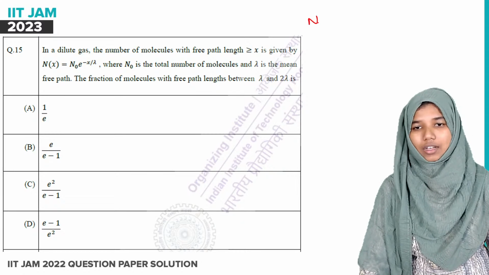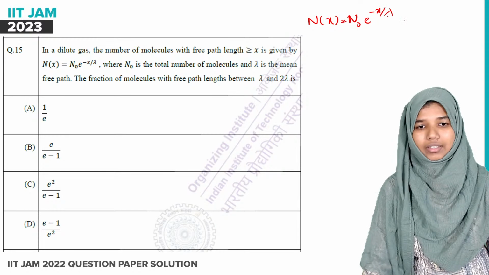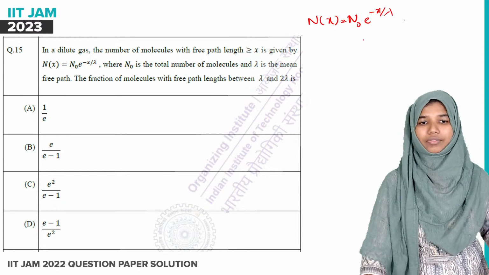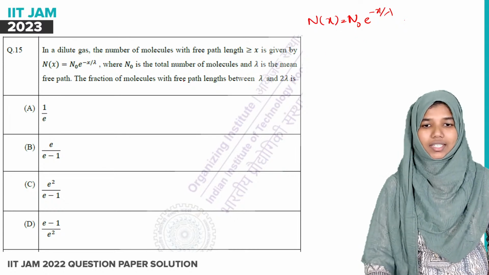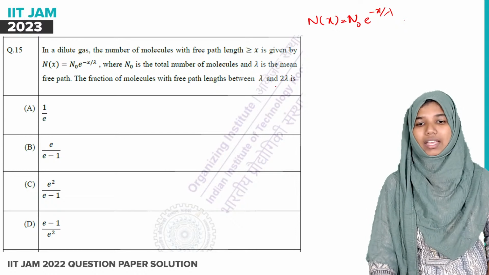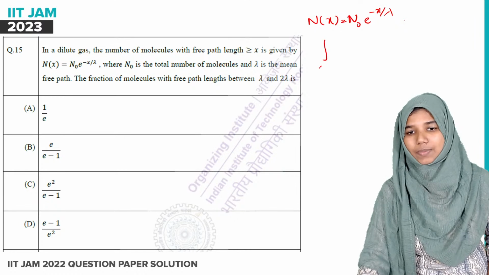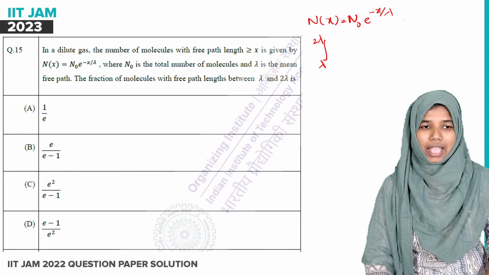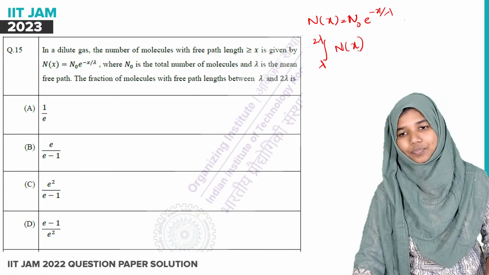So n of x is equal to n0 exponential minus x by lambda, the number of molecules with free path length greater than or equal to x. The question: the fraction of molecules with the free path lengths between lambda and 2 lambda. The number of molecules is given by the expression n of x.